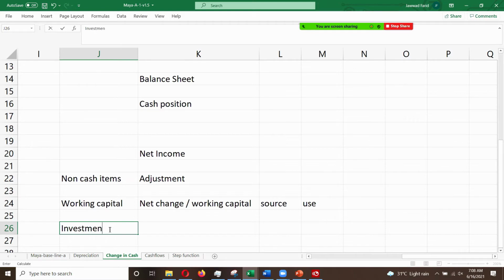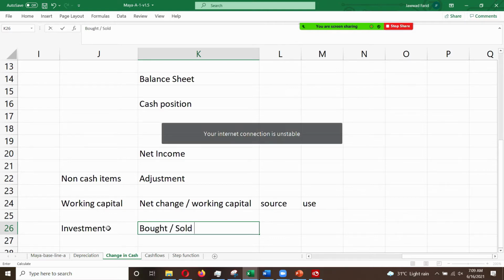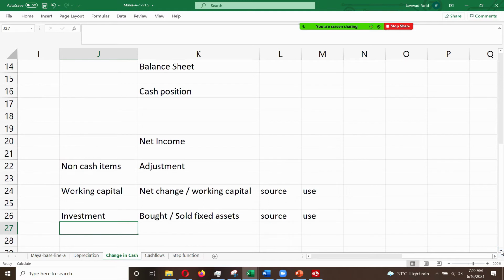That's one element. I think the second element is investments. So if you bought printers that are going to run for a couple of years, if you bought land, if you bought equipment that has a life of more than a single year, that has not been expensed in the same year, you've capitalized it, right? So you've distributed the cost of that asset over a number of years. So if you've bought or sold fixed assets, that will again be a source or use of cash. If you've purchased something, it'll be a use. If you've sold something, it'll be a source.